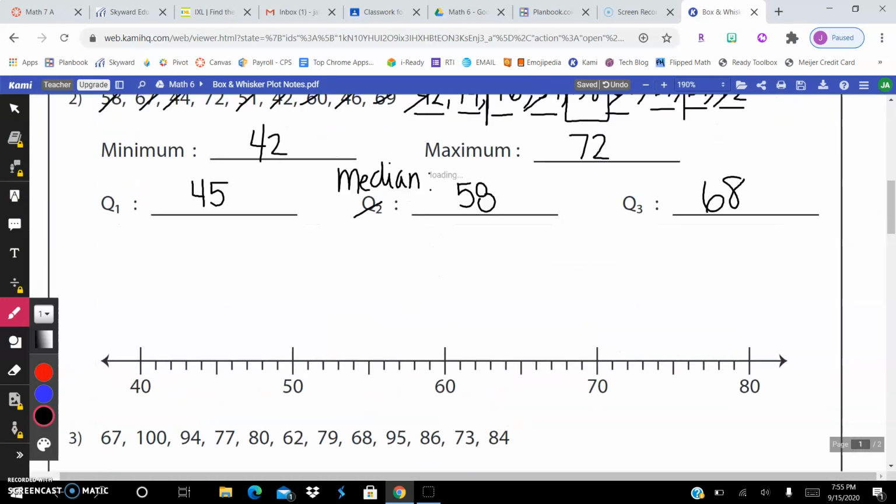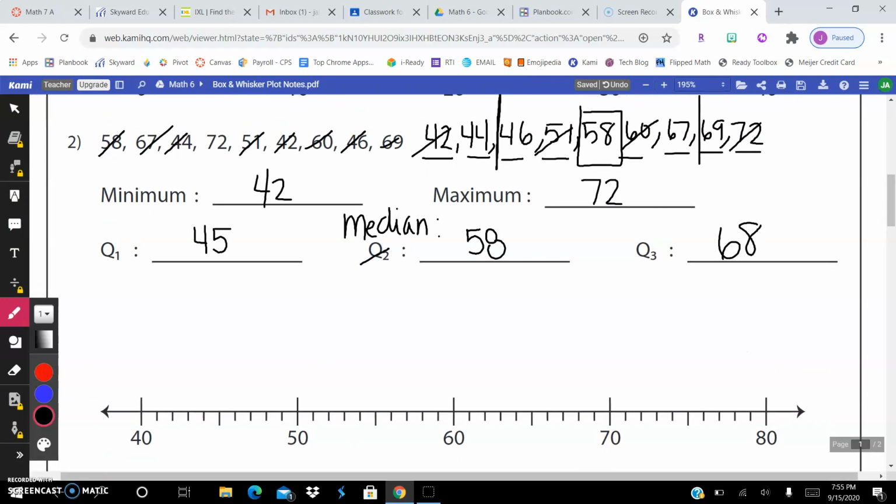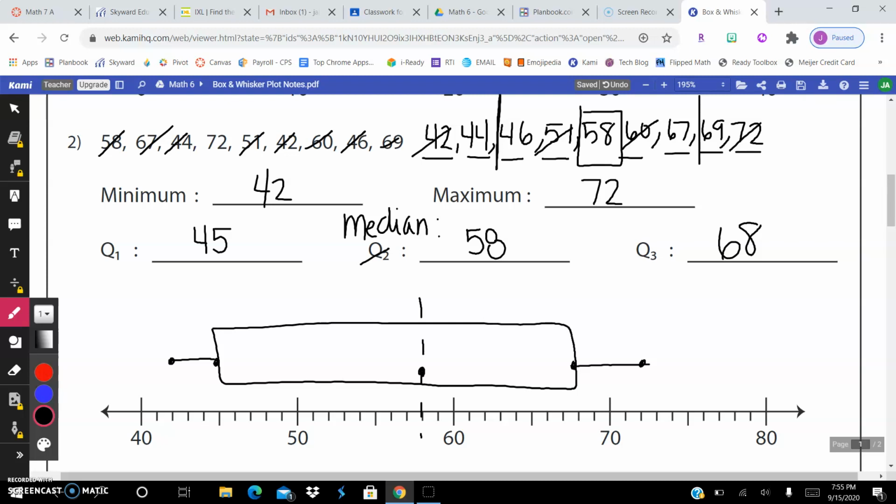Okay, so now I have my 5 numbers that I need to put dots on my number line for. Remember, above the number line: 42, 72, 45, 58, and 68. Connect the outer 2 on both ends, dotted line through the middle dot, and a box around it. And that is all for a box and whisker plot.